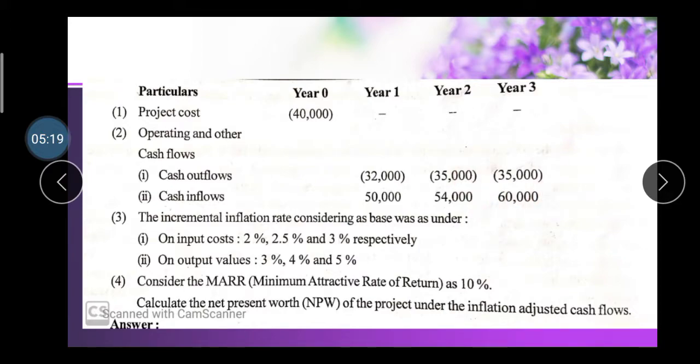The incremental inflation rate considered is, on input cost, 2%, 2.5%, and 3%, and on output value 3%, 4%, and 5%. Consider MARR, the minimum attractive rate of return, as 10%. Then you should calculate the NPW, net present worth, or net present value, for the project cash flow. Okay, so let's see the answer to this question.